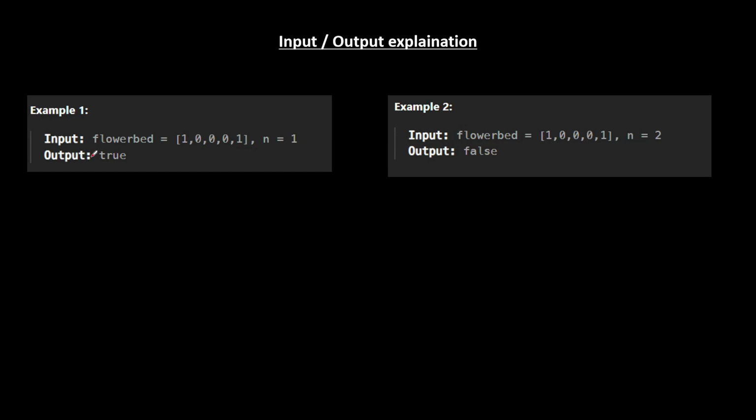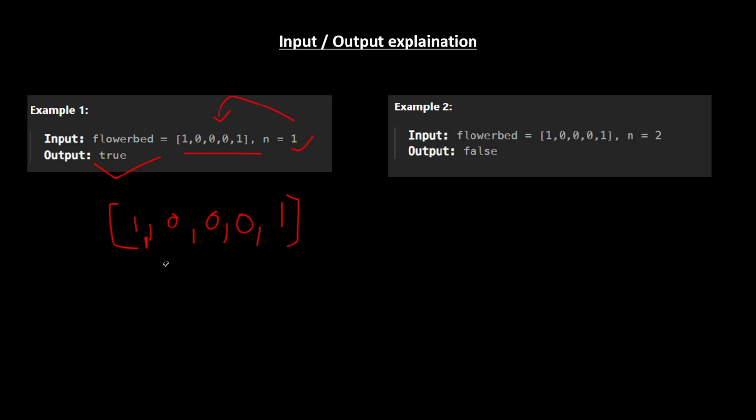So first input is given as 1, 0, 0, 0, 1 and n is 1. So we have to insert one flower in this array and the output is true. How? Because 1, 0, 0, 0, 1. Now condition says that we have to plant this flower into this array, but it should not be adjacent. If you try to plant one here, it is adjacent to this. This cannot happen. So this cannot be done.